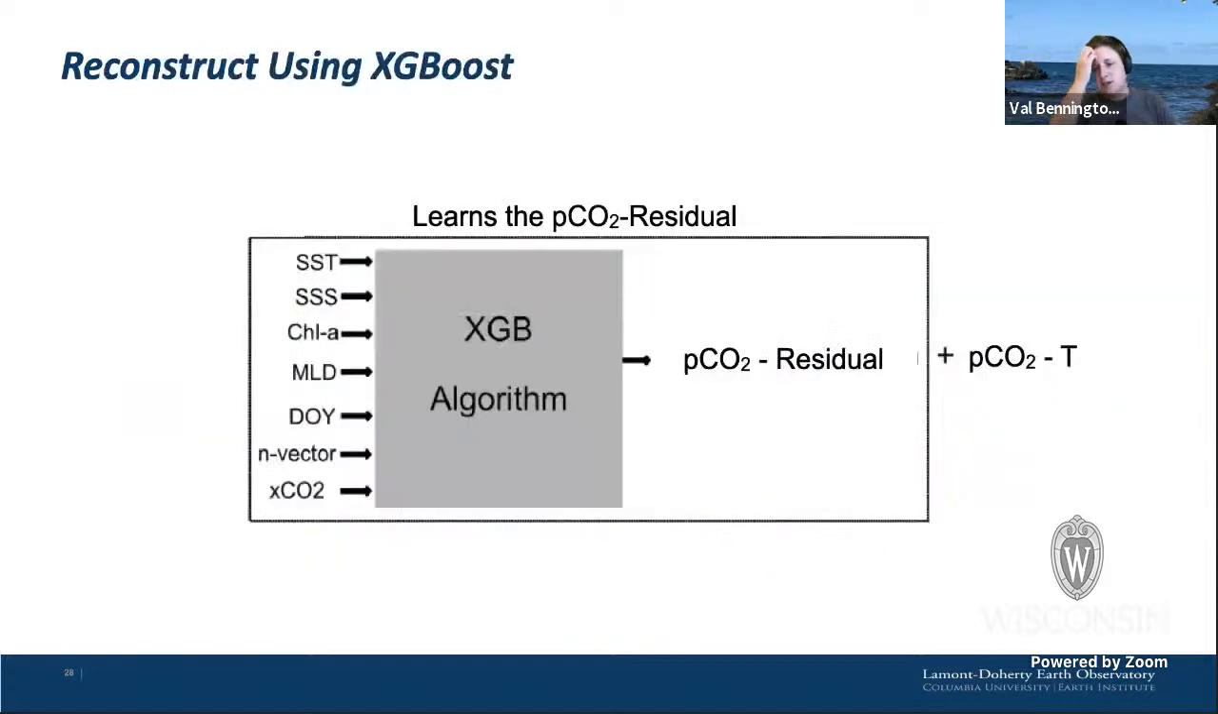So how are we going to reconstruct this residual? We're using a technique called XGBoost to learn the PCO2 residual and build a function between sea surface temperature, salinity, observed chlorophyll, mixed layer depth, day of year is just DOY, N vector is just where you are on the globe, geographic location, and then atmospheric CO2, or the mixing ratio in the atmosphere. So we use the XGBoost algorithm to find the nonlinear function between these observations and the residual. To get the reconstructed PCO2 that we need to calculate air sea fluxes, we add back the temperature-driven portion.